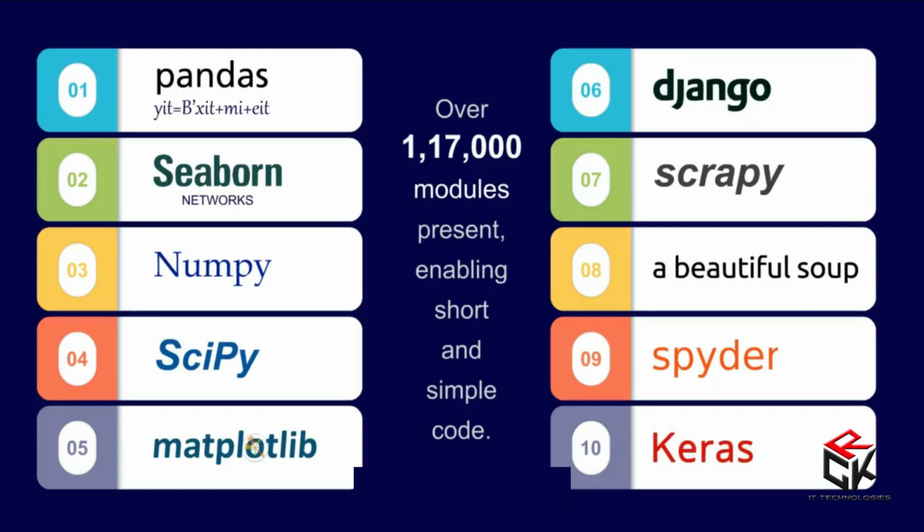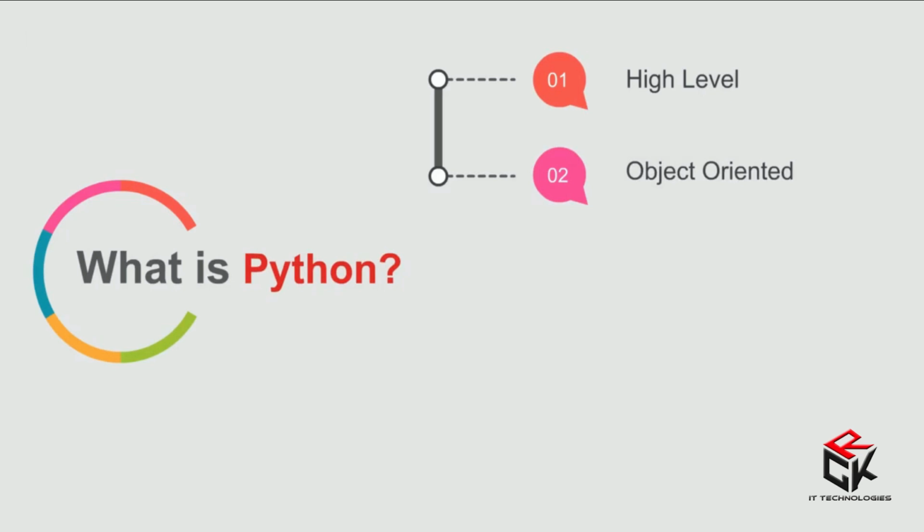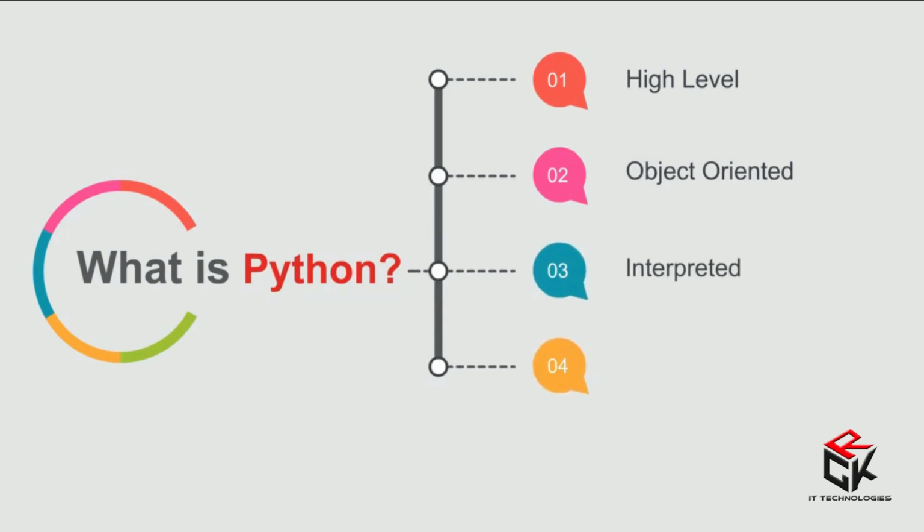Similarly, we have other modules such as matplotlib for plotting, Django for web development, Scrapy and Beautiful Soup for web scraping, and many more. Python is a high-level language as it is easily understandable by human beings. Now, we need to convert high-level code to machine code, and for such purpose we need an interpreter. That's why Python is also called an interpreter language.